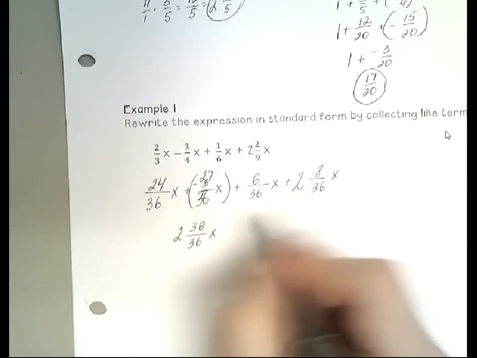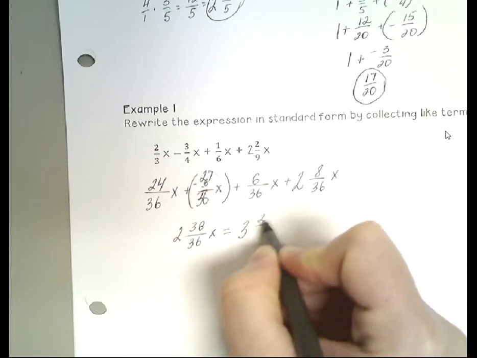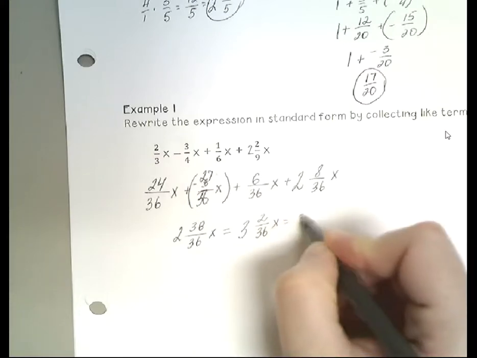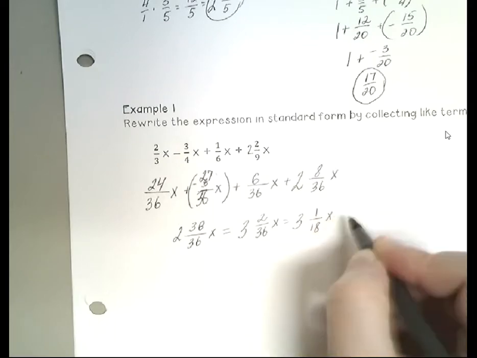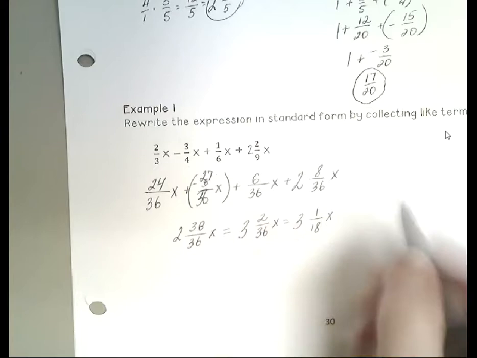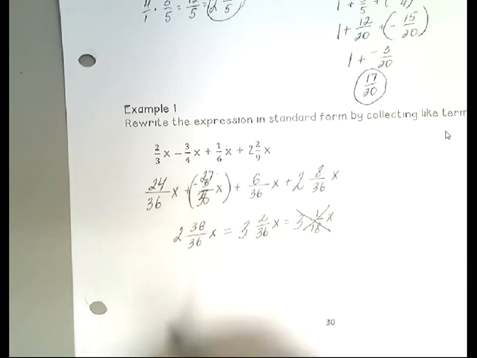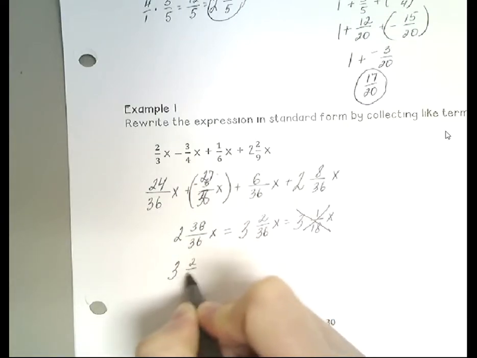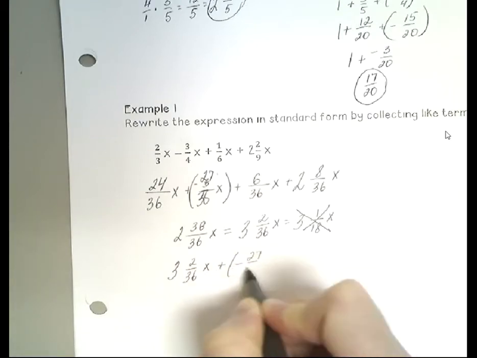36x. However, I can change that into 3 and 2 36x, or 3 and 1 18th. Okay, so actually I will leave it at 2 and 38 36x because I am not done yet, right? So I have 3 and 2 36x. I need to add negative 27 36.